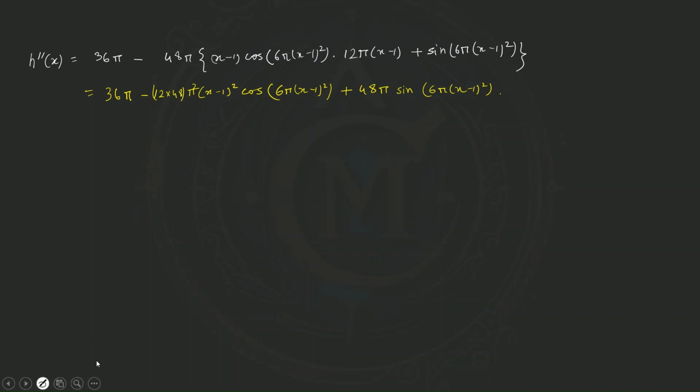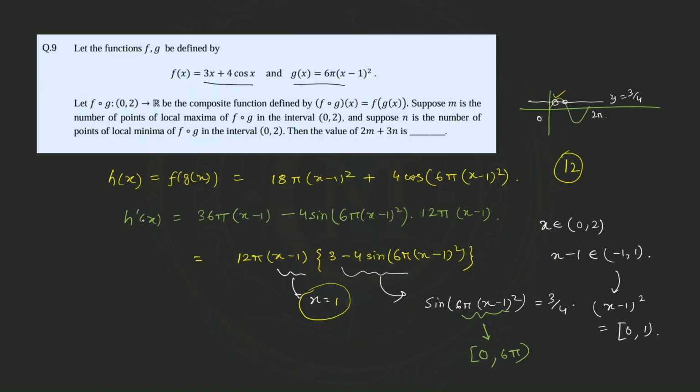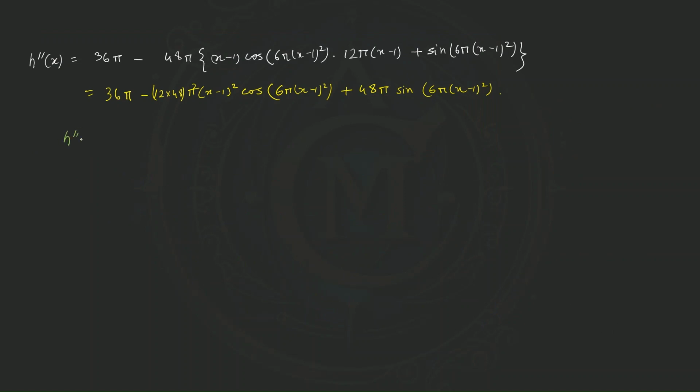So if we check the behavior of this double derivative at this point, let's check first at x equal to 1. So h double dash 1 will be how much? This factor will be 0, this factor will be 0, so 36 pi, that means greater than 0. That means we can say x equal to 1 is a point of local minima.